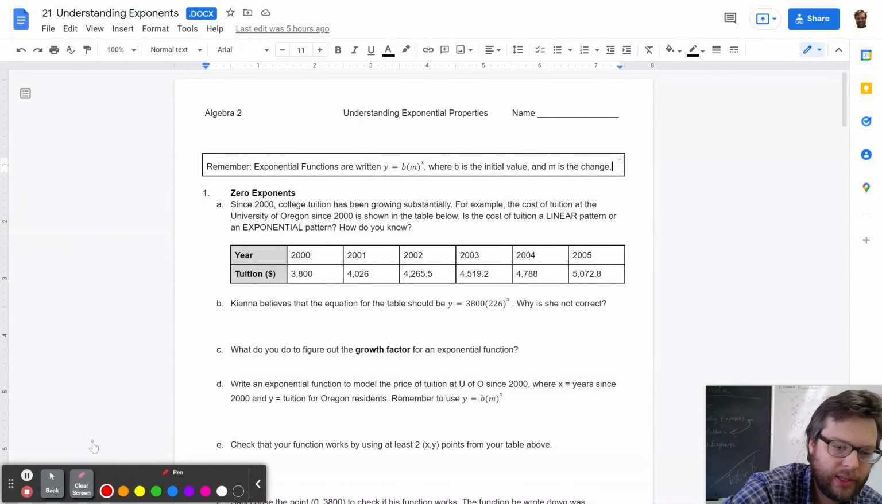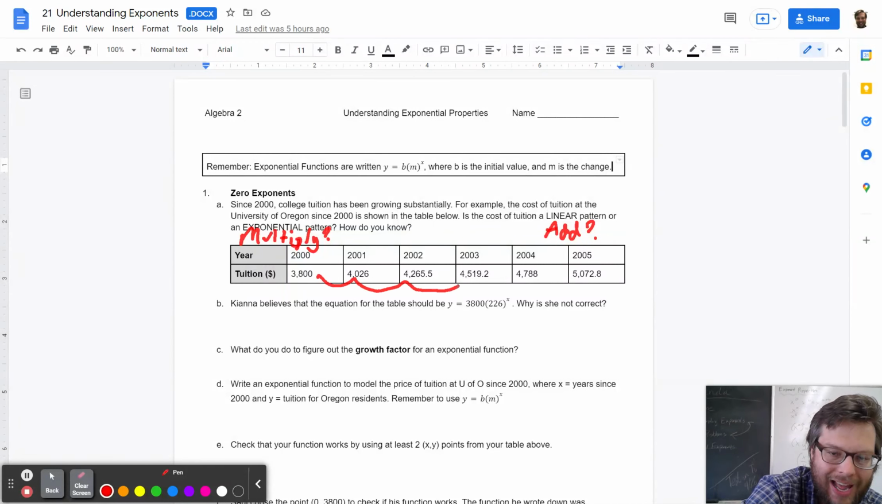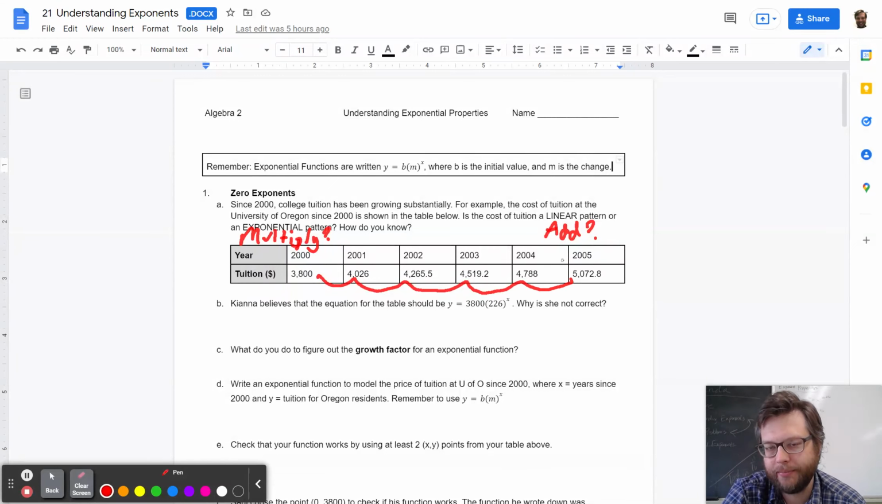As soon as you read the word linear, you should be thinking of adding or subtracting the slope. If you hear the word exponential, you should be thinking of multiply or divide. So your question here really is, do these numbers add the same number every time to get from one to the next, or do they multiply by the same number every time? It's usually easier to look at the adding. I can see that the first two numbers add. If I go from 3,800, I have to add about 226 to get to the next number.